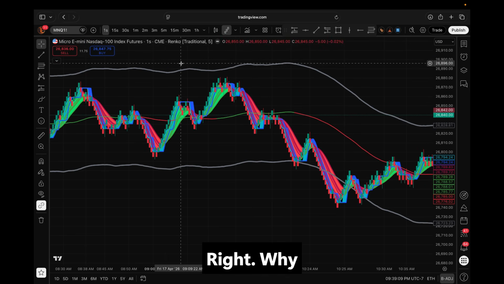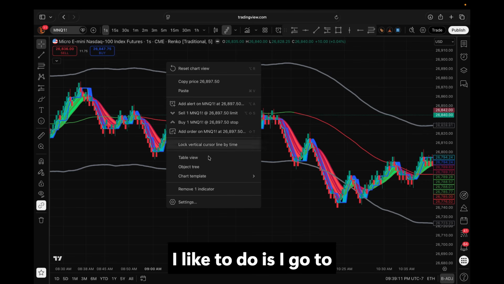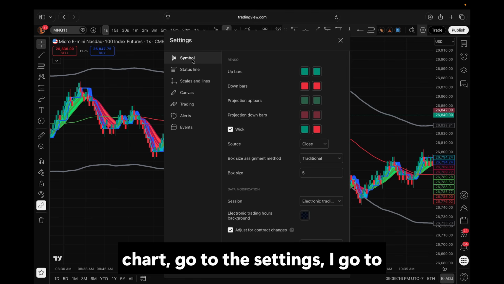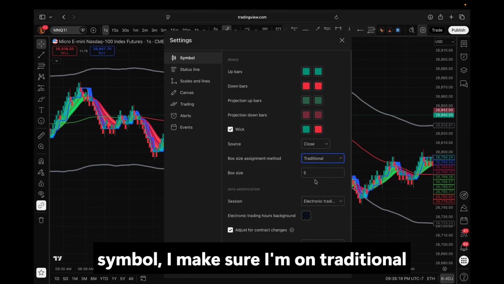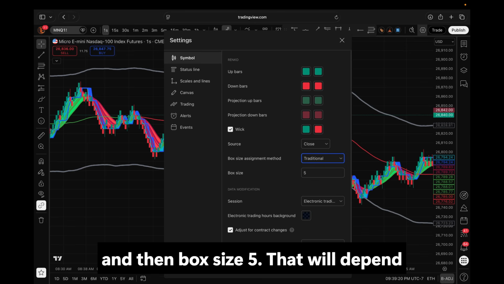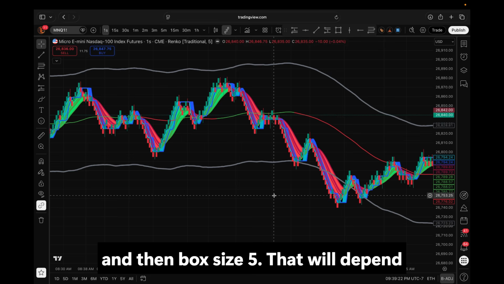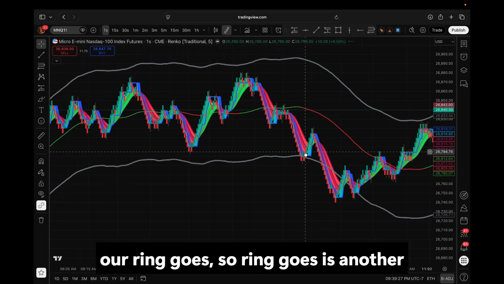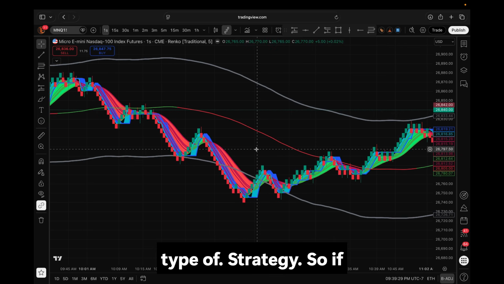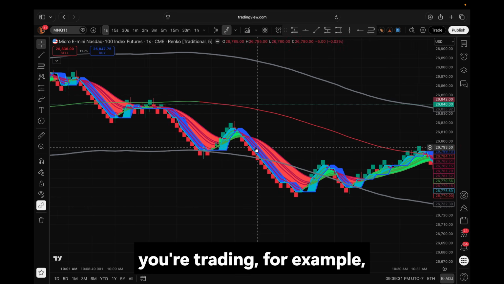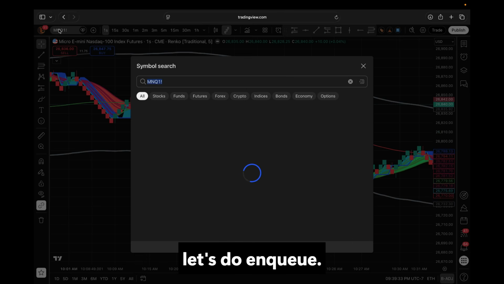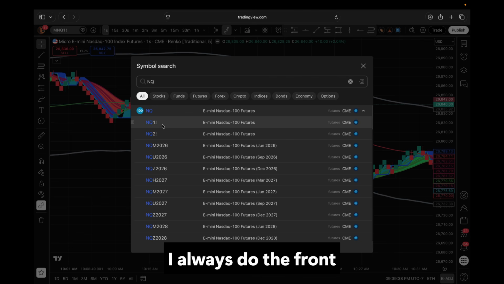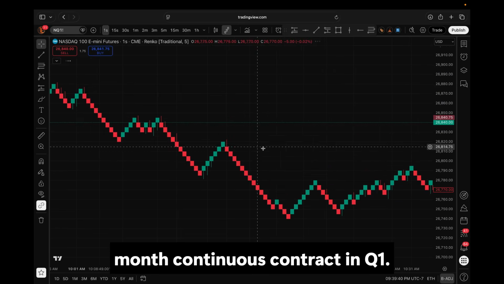And then what I like to do is I go to the settings. You right click on the chart, go to the settings. I go to symbol. I make sure I'm on traditional and then box size 5. That will depend on personal preference. So basically, what are Renkos? Renkos is another type of a strategy. So if you're trading, for example, let's do NQ. I always do the front month continuous contract in Q1.